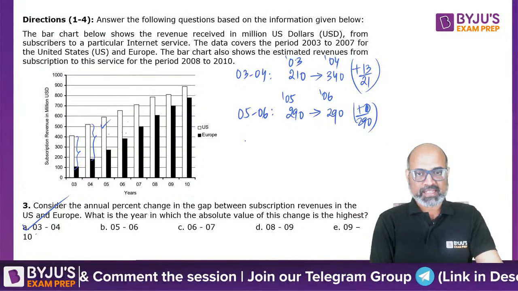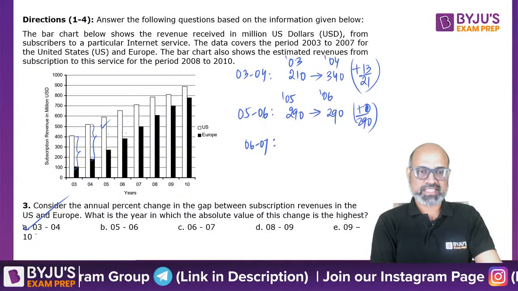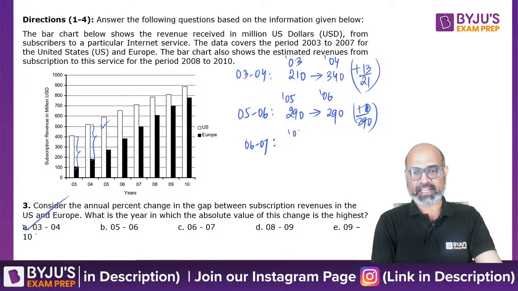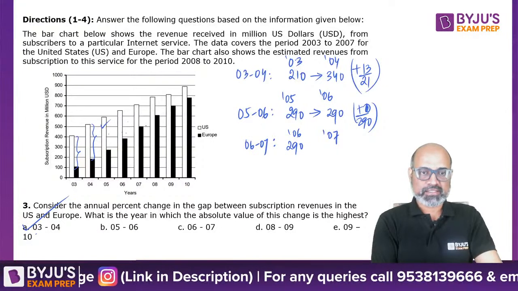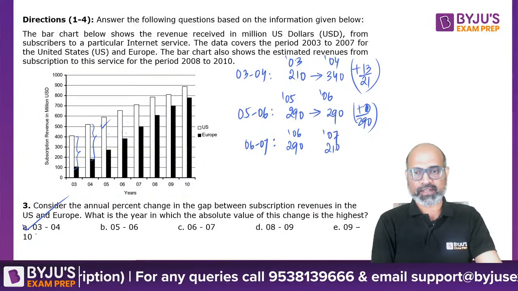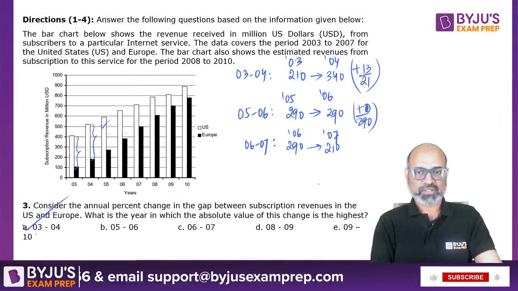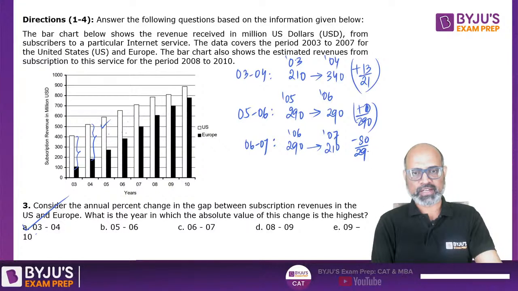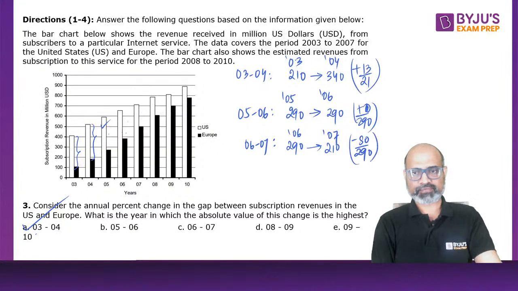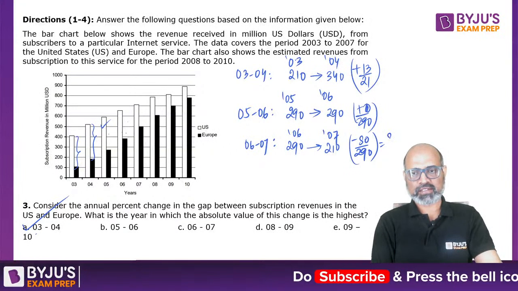Okay, 2006 to 2007. In 2006, the gap is 290 that we just saw above, and in 2007, this gap is a little over 210. So the percentage change is a negative 80 over 290, which we can say 8 over 29. है ना?